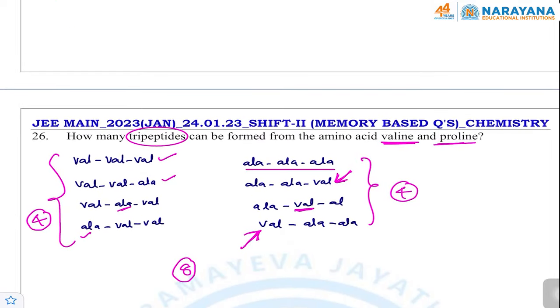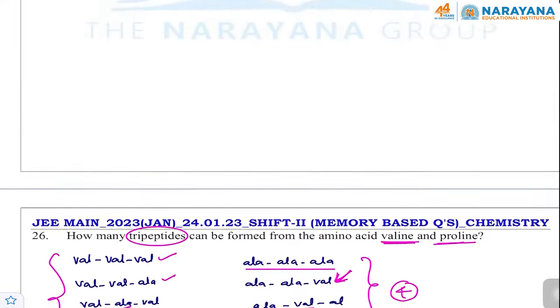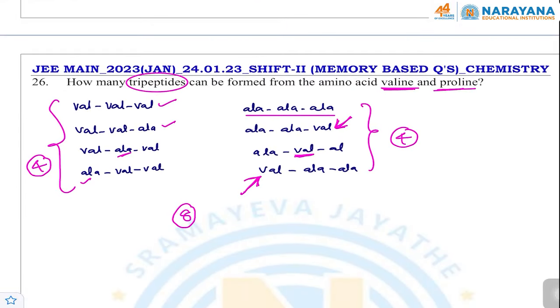So this is the paper. We got here 26 questions. You can go through these questions and have some idea for the upcoming exam.